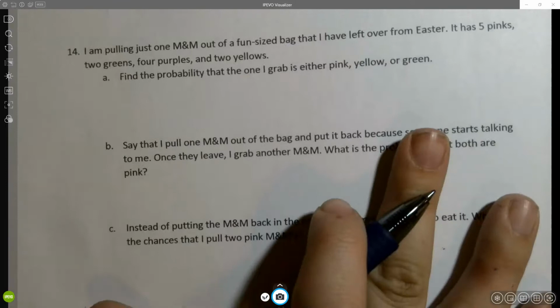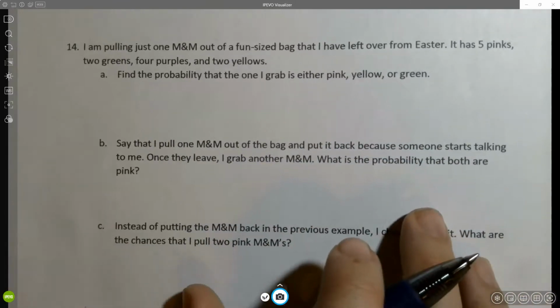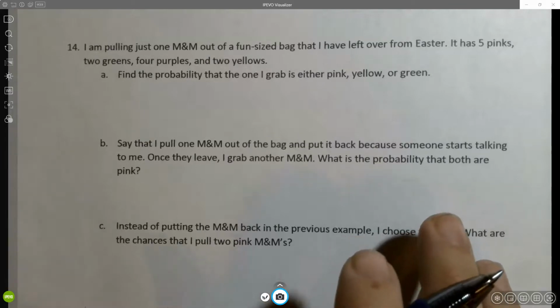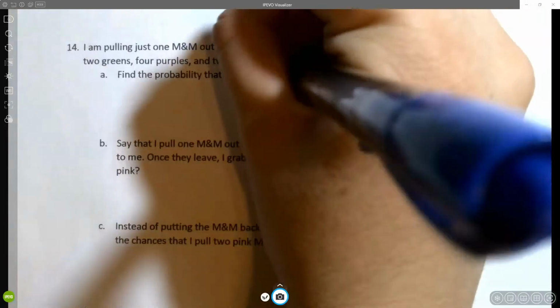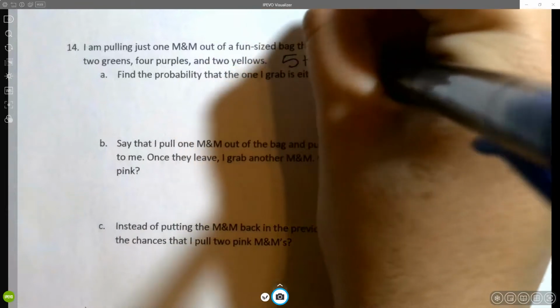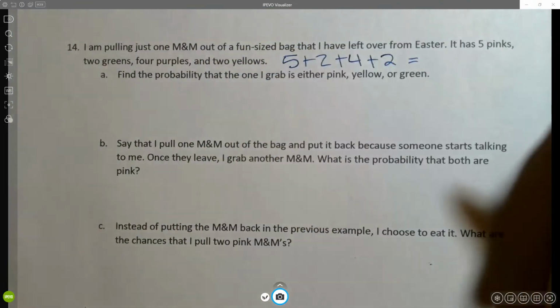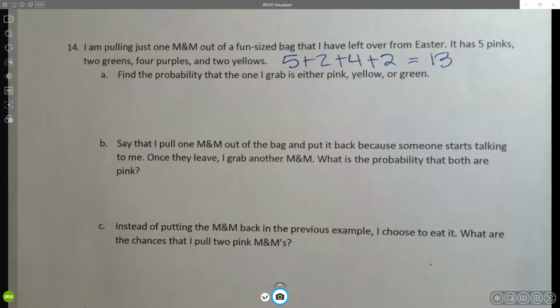Okay. Number 14 says I'm pulling M&Ms out of a fun-sized bag that I have left over from Easter. It has 5 pinks, 2 greens, 4 purples, and 2 yellows. I want to find the probability that the one I grab is either pink, yellow, or green. So first I need to find out how many total M&Ms I have. I have 5 pinks, 2 greens, 4 purples, and 2 yellows. If I add those all together, I get 7, 11, 13 M&Ms.